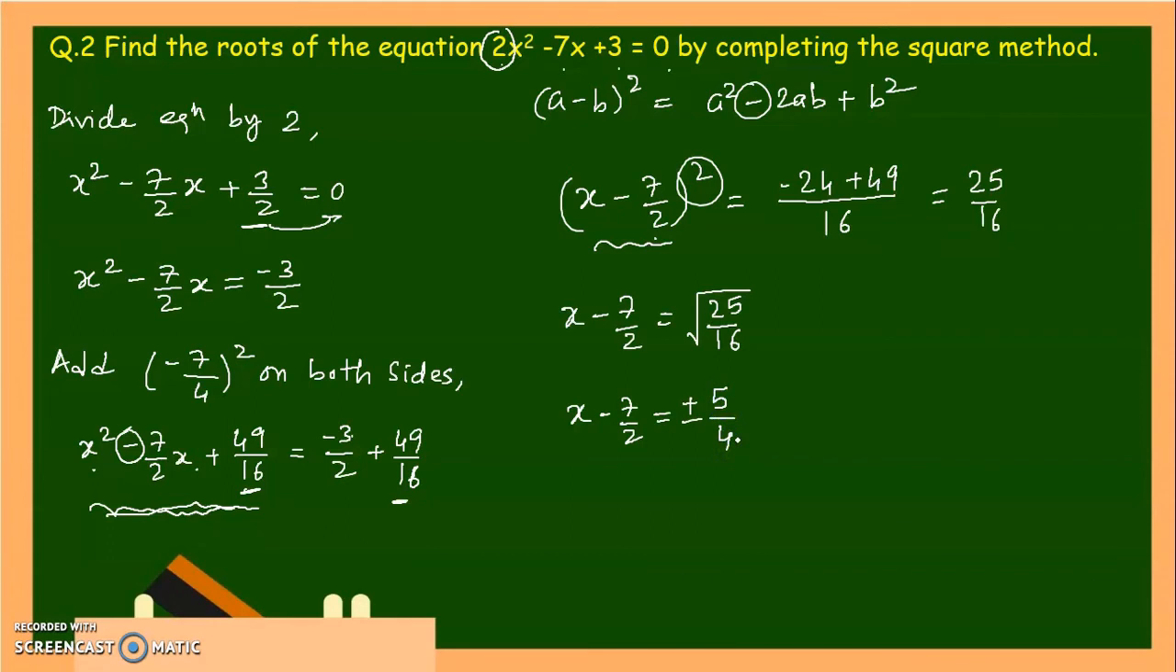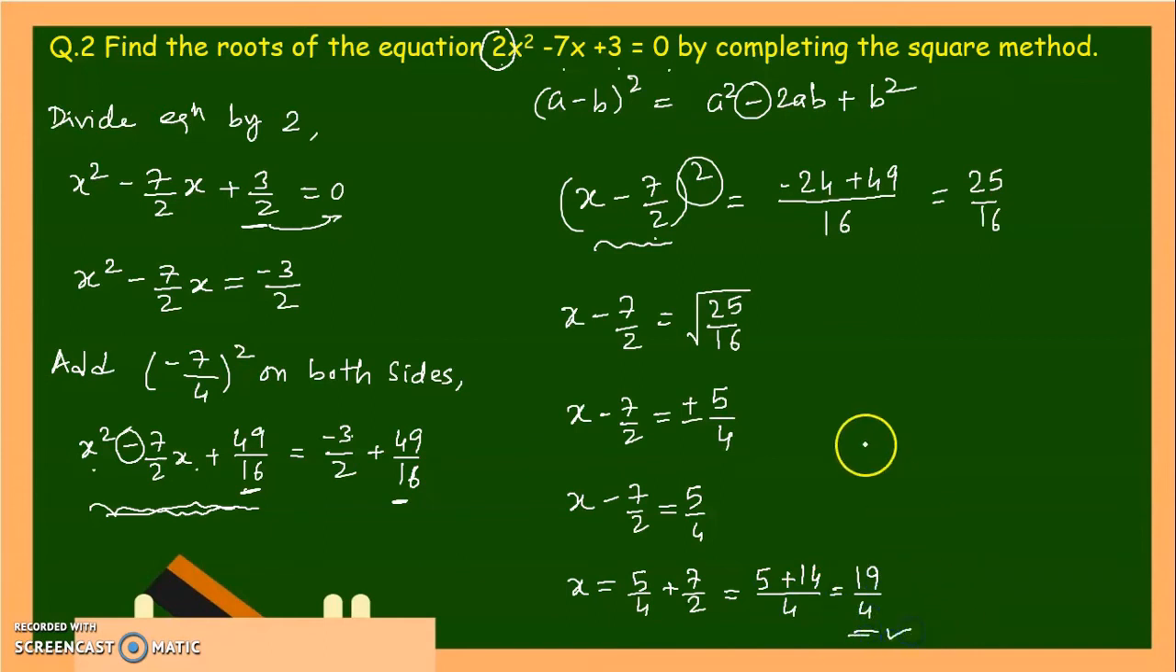So we'll solve for the value of x. One time we will take x minus 7 by 2 equal to plus 5 by 4, and one time we will take minus 5 by 4. So if you take plus 5 by 4, here we will get x equal to 5 by 4, and this minus 7 by 2 goes to this side, becomes plus 7 by 2. So if you take the LCM, you will get 5 plus 14 divided by 4. That will be equal to 19 by 4. So this is the one value of x.